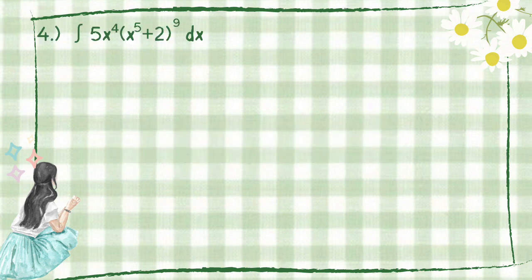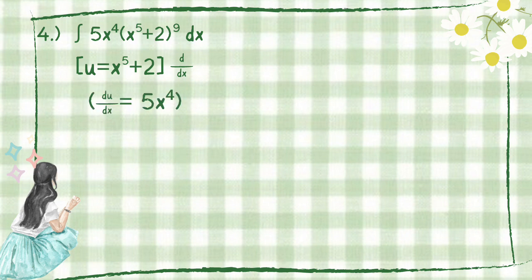In example number 4, we have the given integral of 5x raised to the 4th times (x raised to the 5th plus 2) raised to 9 dx. The first step is to find the u value, which is any value inside the parentheses. Once we locate the value of u and find its derivative, x raised to the 5th plus 2 derived becomes du over dx equals 5x raised to the 4th.